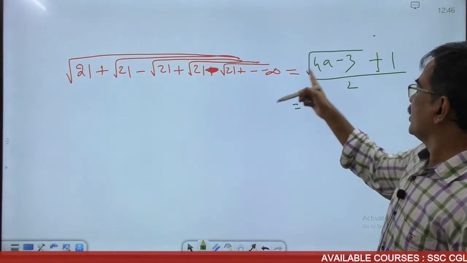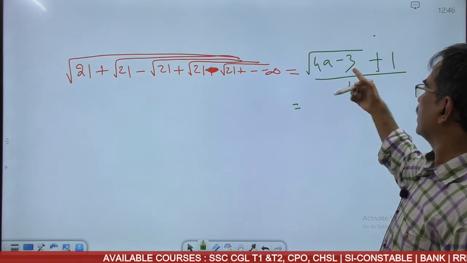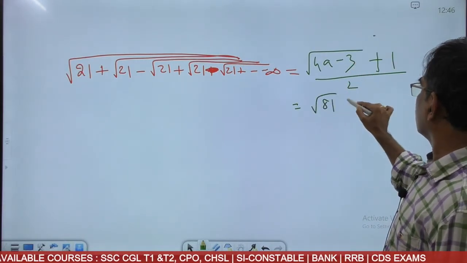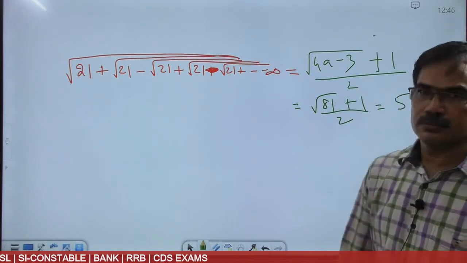So what is the answer? In the place of a, put 21. 21 fours are 84. 84 minus 3, root of 81 plus 1 by 2. 9 plus 1 by 2. So the answer is 5.